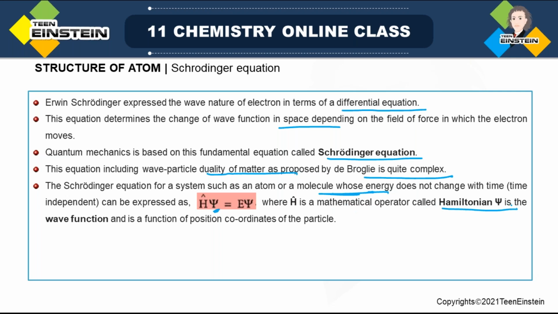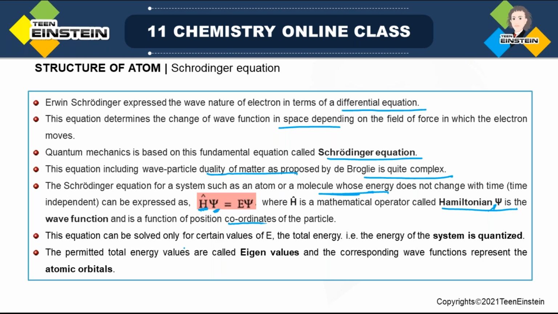So this is the wave function and it is a function of position coordinate of the particle. So Hamiltonian is basically this operator H, and psi, on which this operator is applied, that psi is called wave function. So it is a function of position coordinate. Suppose it is an electron, fine. So it is somewhere in space, and when it is in space, you have to consider x-axis, y-axis, z-axis. So three coordinates you have to consider. So this wave function here is a function of this position coordinate x, y, z.